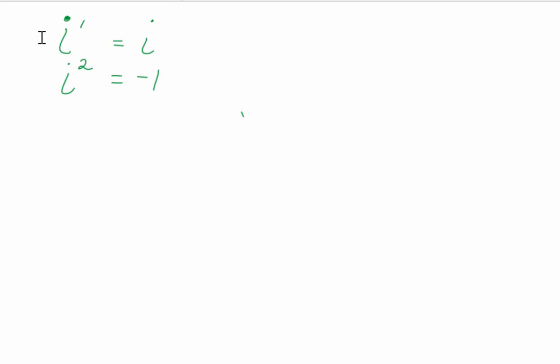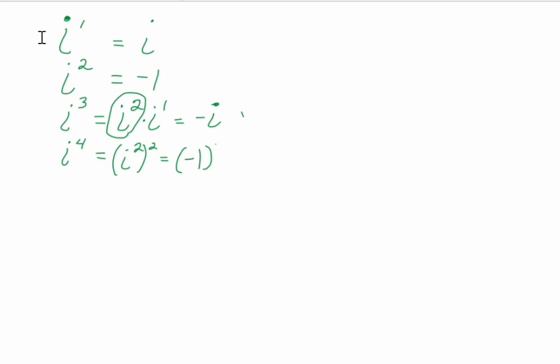That's -1. I cubed, well, that would be i squared times i to the first, right? Because you have now 3 i's here, don't you? And of course, we know what i squared is. That's -1. So we get -i. So i to the third gives us -i. Okay, what about i to the fourth? Well, i to the fourth is i squared squared, right? So that's -1 squared, which is 1. Okay, well, that looks good.